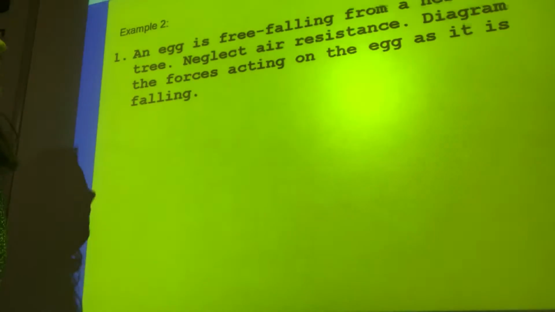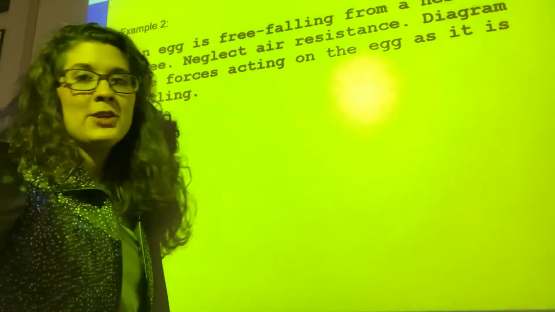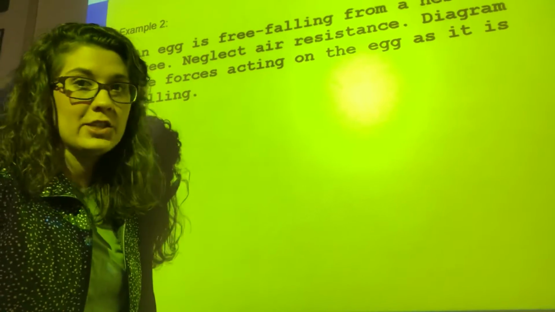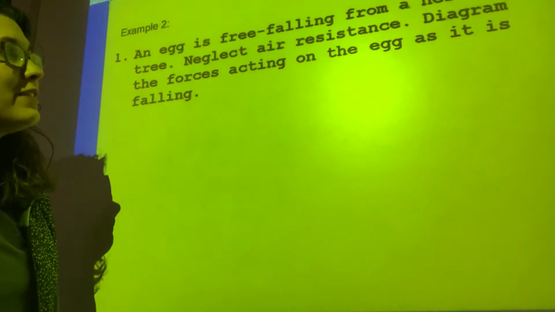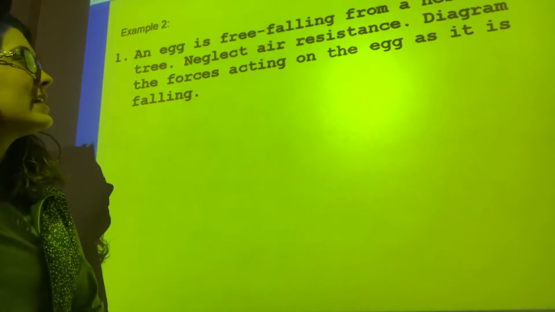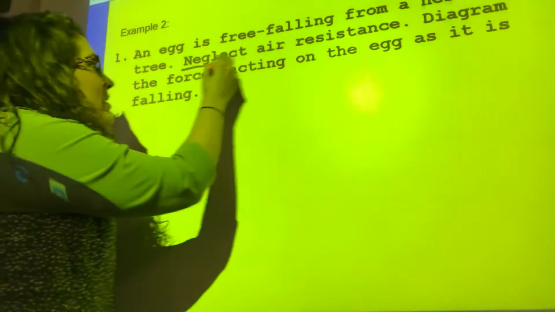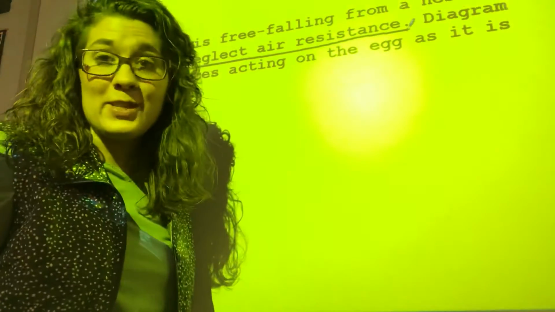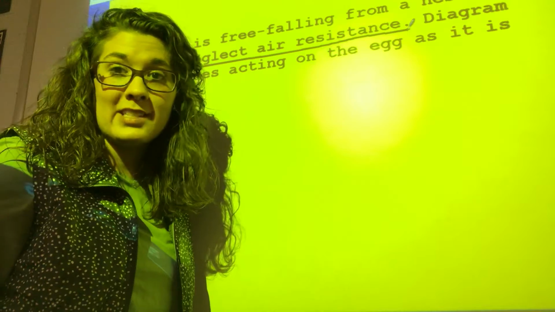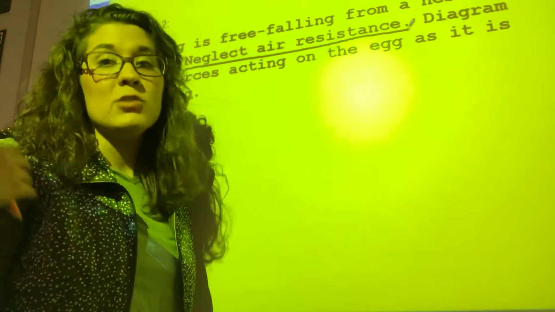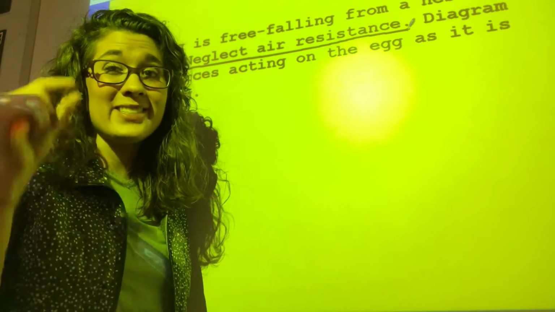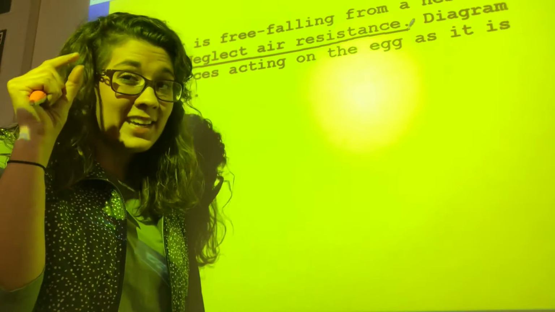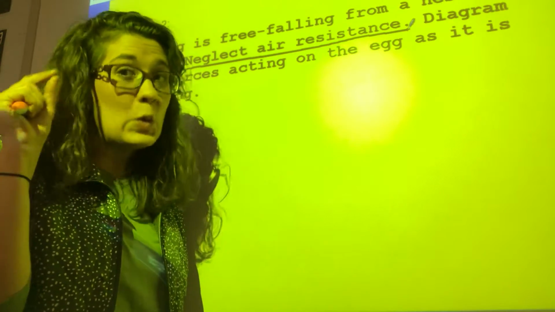All right, this one is super easy. You probably could do this one without me even teaching you. It says an egg is free falling from a nest in a tree. Now, it says to neglect air resistance. That just means don't pay attention to it. Neglect means to not even care about it. So I'm not going to talk about air resistance, because it's teeny tiny and doesn't really play a role in anything.